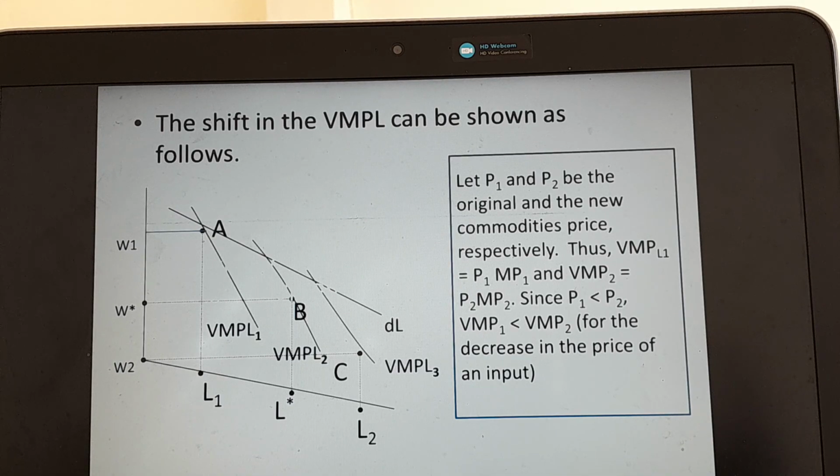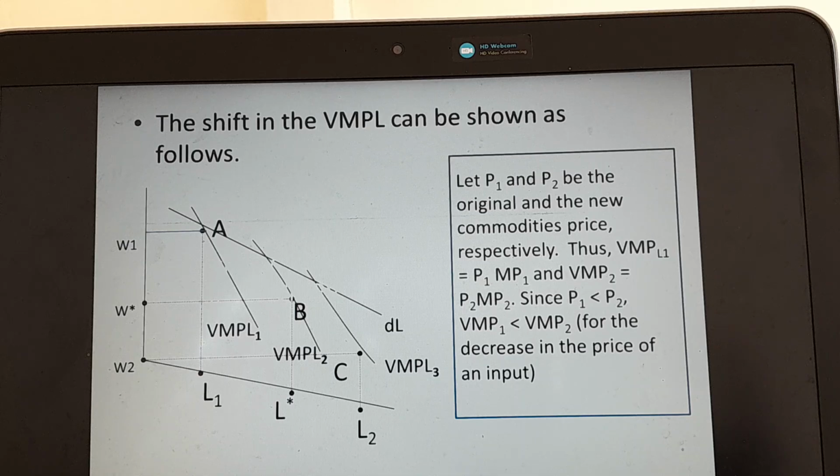In this graph, we see the shift in the value of marginal product as follows: from A, value of marginal product 1, value of marginal product 2, value of marginal product C. When the wage falls, the value of marginal product shifts from left to right, from B to C. As the wage decreases, it shifts to the right.